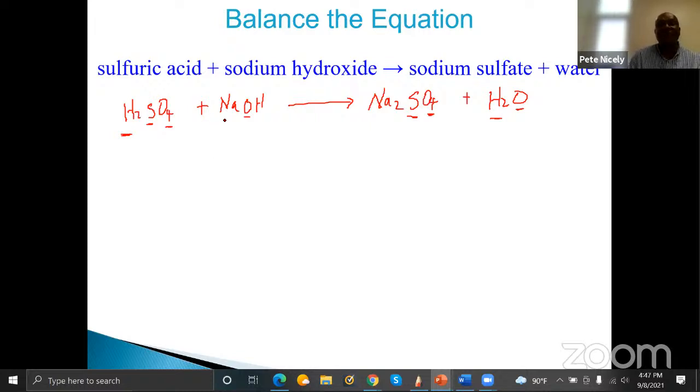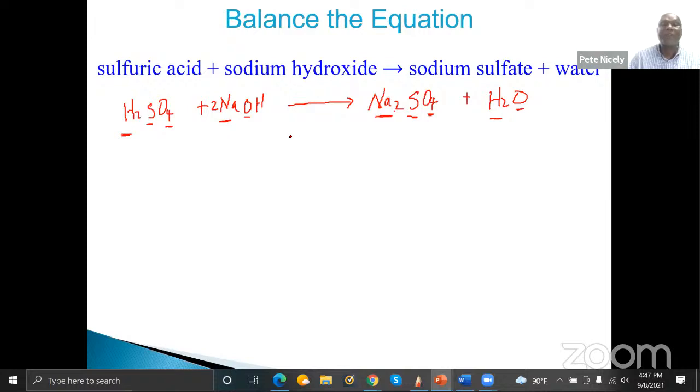Let's look at the sodiums. Here we have 1 sodium atom, but guess what? We have 2 sodium atoms here. So how do we balance the sodiums? Well, we put a 2 here, and that balances the sodium. Now, because we put a 2 here, that affects not only the sodium atom, but it affects the oxygen here as well, right? So that means that the number of oxygen atoms are not balanced, because now we have 6 oxygen atoms on the left, and we have 5 on the right.